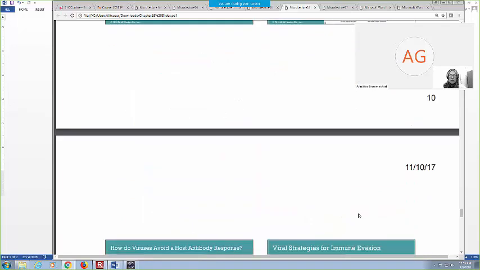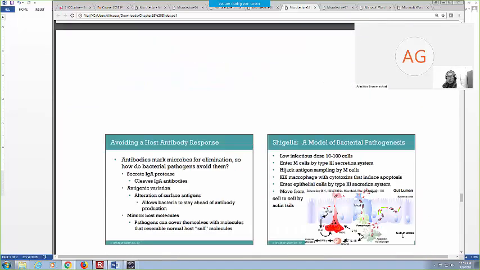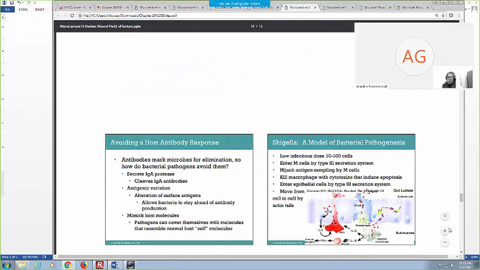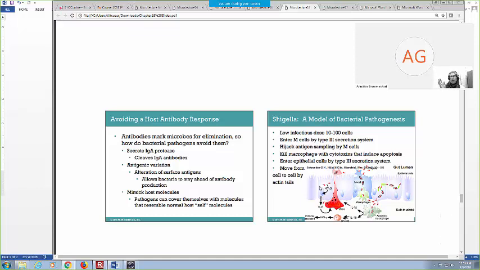I don't think I have that picture here, do I? Nope. So I don't have a picture. You have a picture in your textbook about this. The one I have here is the example of Shigella. And Shigella is a great example of a pathogen because it has so many of these strategies to survive and reproduce in us as a host. And it only takes a very low infectious dose to do that.